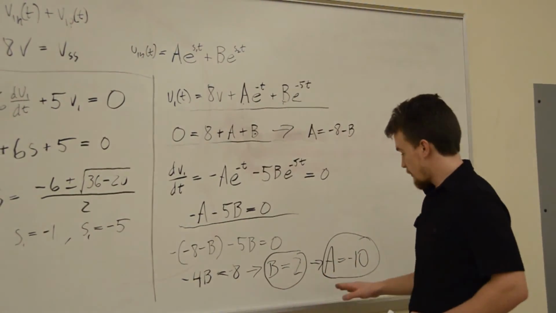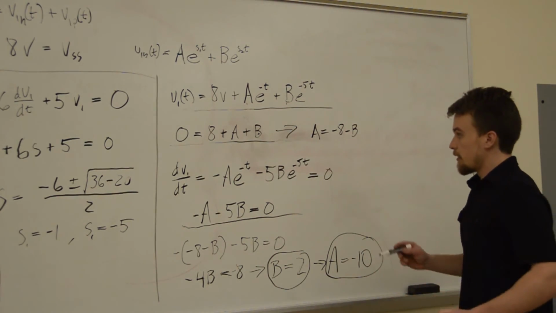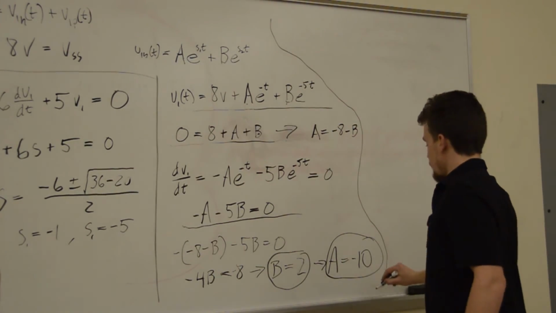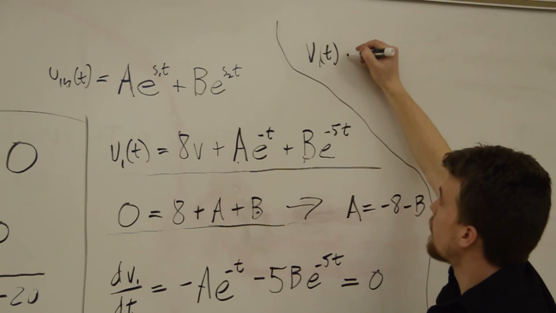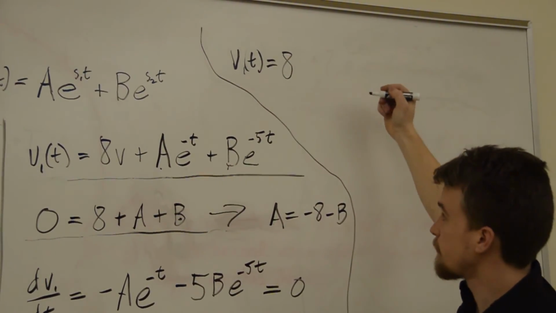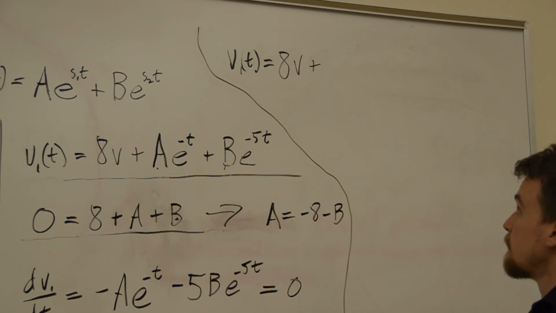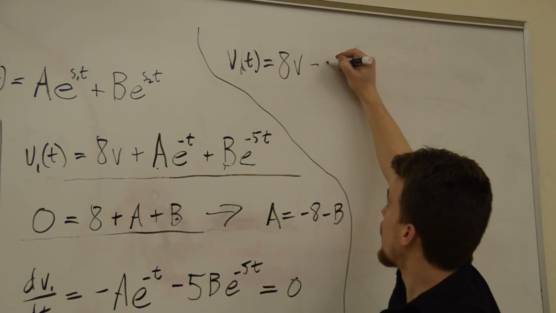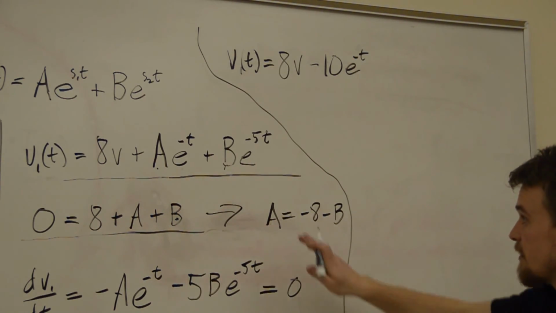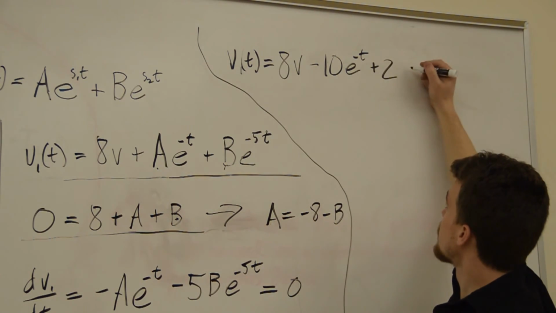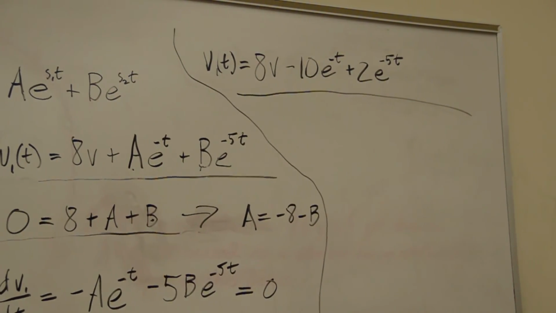So now we've solved for the values of these constant terms in the general form of our differential equation. To get our final answer, we'll substitute those values into our general form. So we're going to get V1 of t is equal to 8 volts plus A, but A is equal to negative 10, so we're just going to write minus 10 times e to the negative t, plus B, which is 2, times e to the negative 5t. And that's our solution.